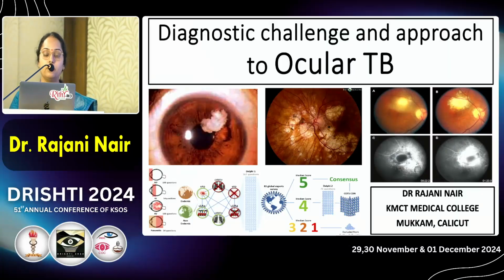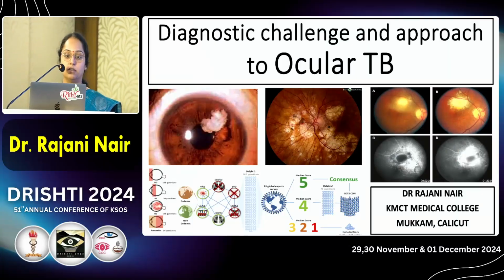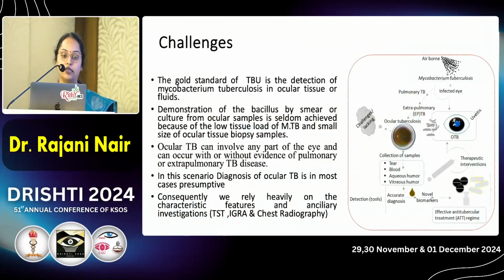Good morning, everyone. So I'll begin with what our challenges are. To begin with, the gold standard of TBU is the detection of Mycobacterium tuberculosis in ocular tissues or fluids. Demonstration of this bacillus by smear or culture from ocular samples is seldom achieved because of the low tissue load and obviously small size of ocular tissue biopsy samples.